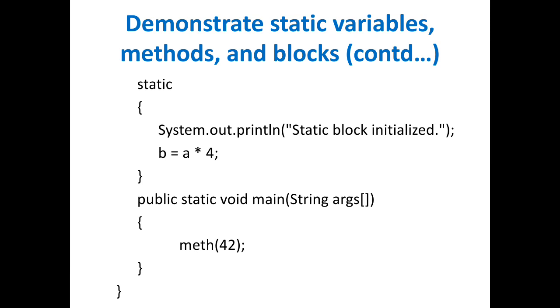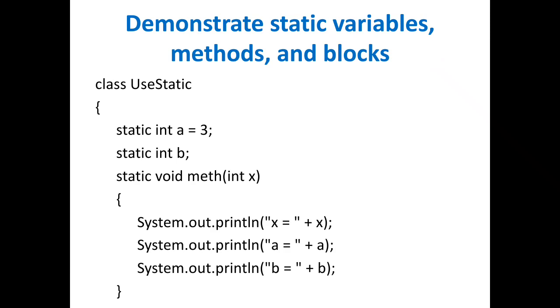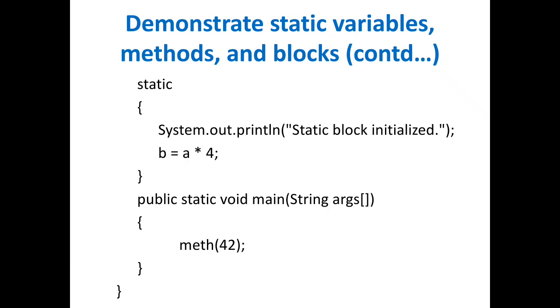Next the program continues. So this is the static block. In the static block we are going to print static block initialized. Then we are making b equal to a into 4. The value of a in the previous slide is 3. So 3 into 4 will be 12. B value will be 12.